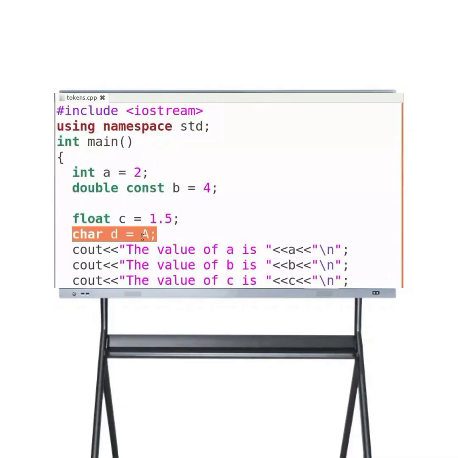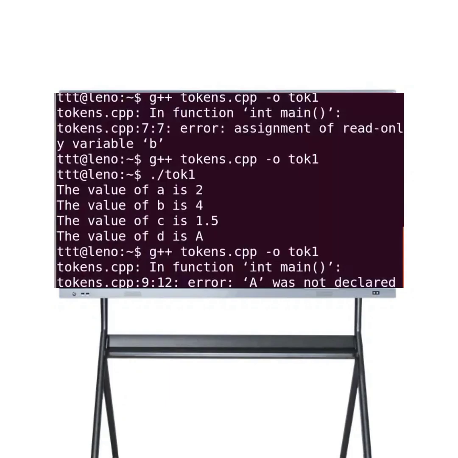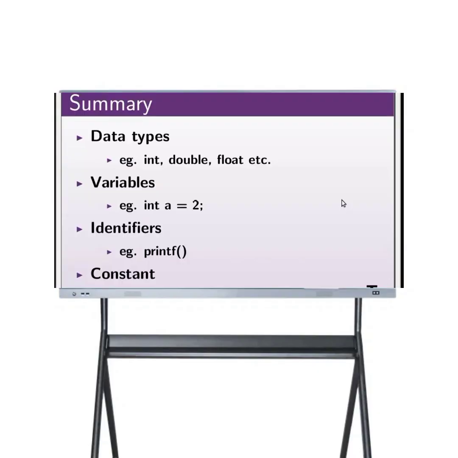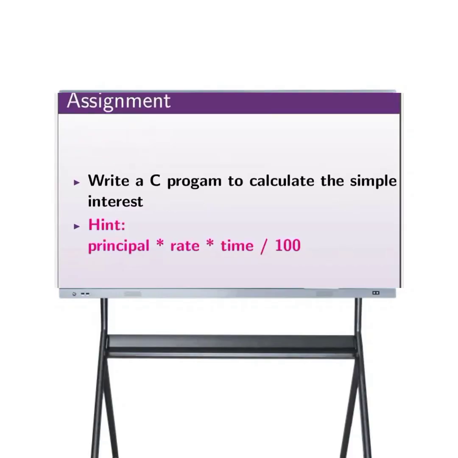Let us fix the error. Type single quotes at line number 9 here. Now click on Save. Let us execute. Come back to our terminal. Now compile as before. Execute as before. Yes, it is working. Now switch back to our slides. Let us summarize. In this tutorial we learnt data types like int, double, float, etc. Variables, for instance, int a equals 2. Identifiers like printf.